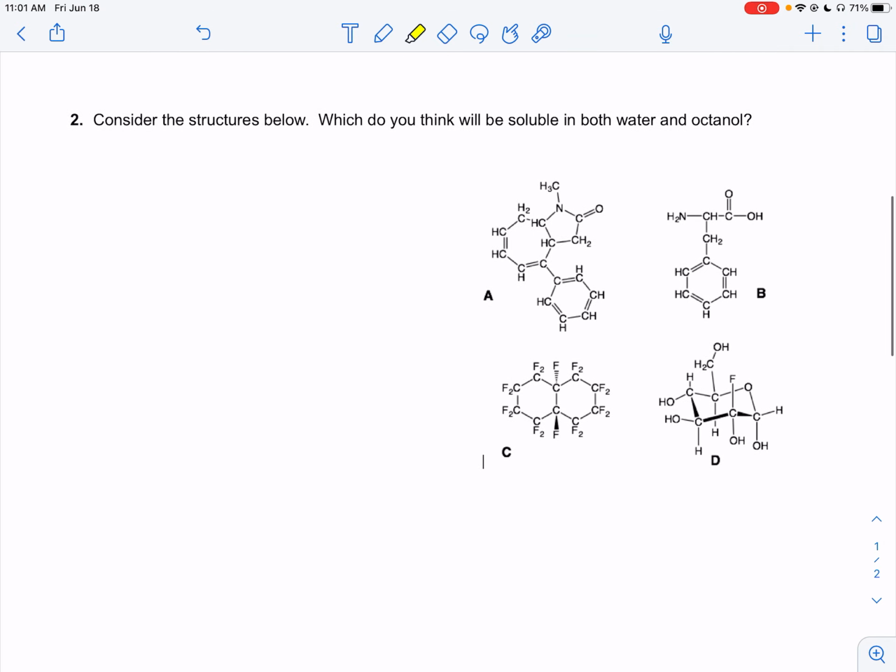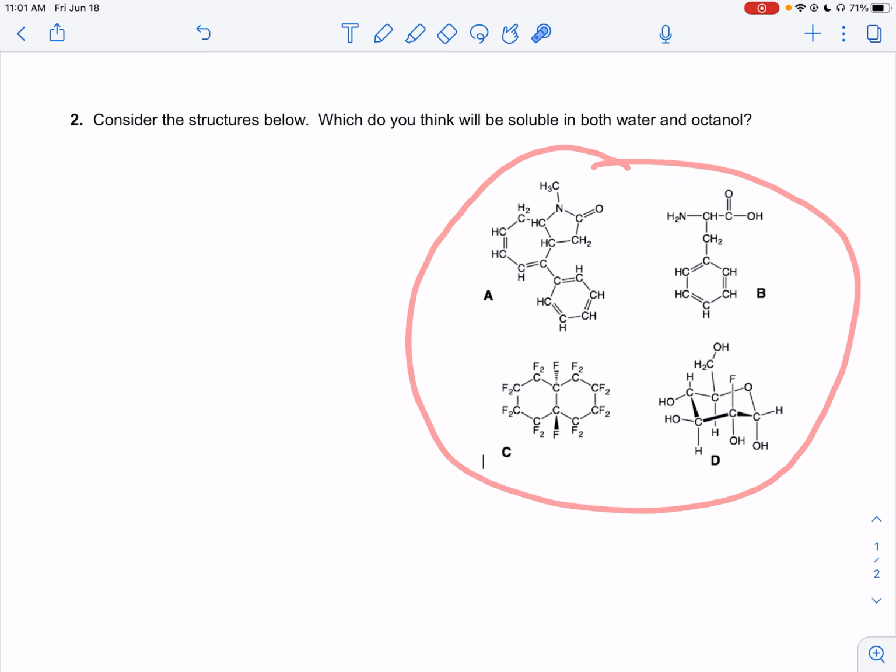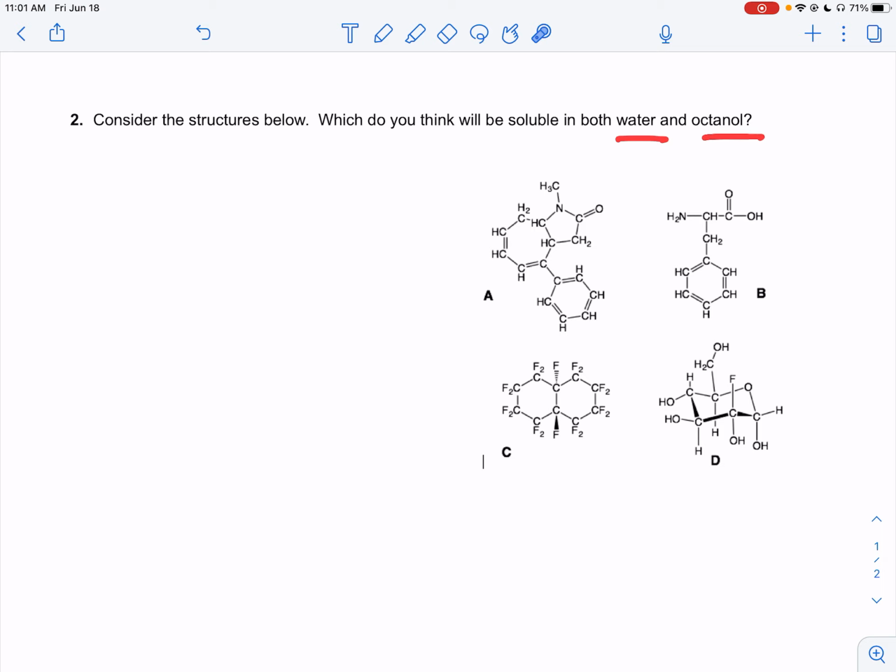In question 2, now we're going to do the same analysis. We have 4 molecules, and for each of them, we want to know, is it more soluble in water or octanol? So when we think about this, again, water and octanol. We can look up the structure of octanol if we want, but for water, remember, hydrogen bonding is the key, and dipoles. And for octanol, the key is London dispersion forces.